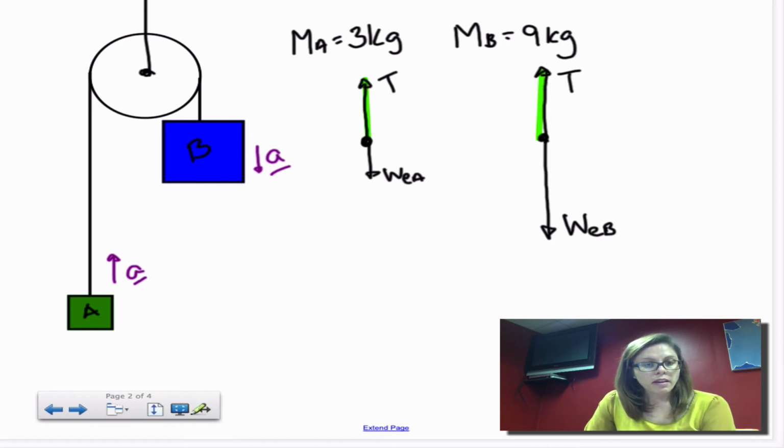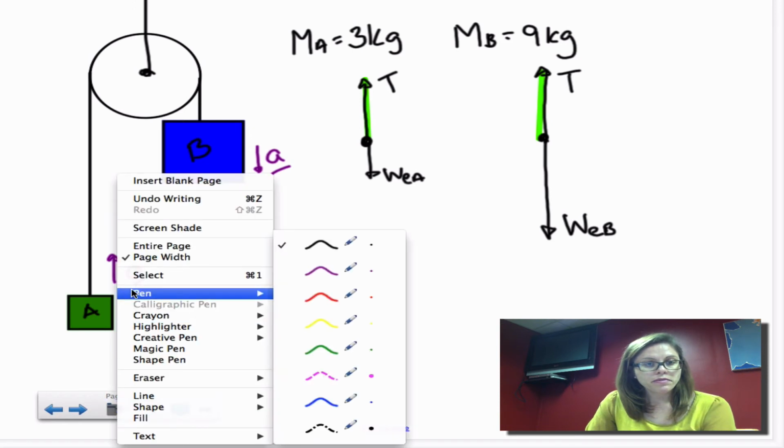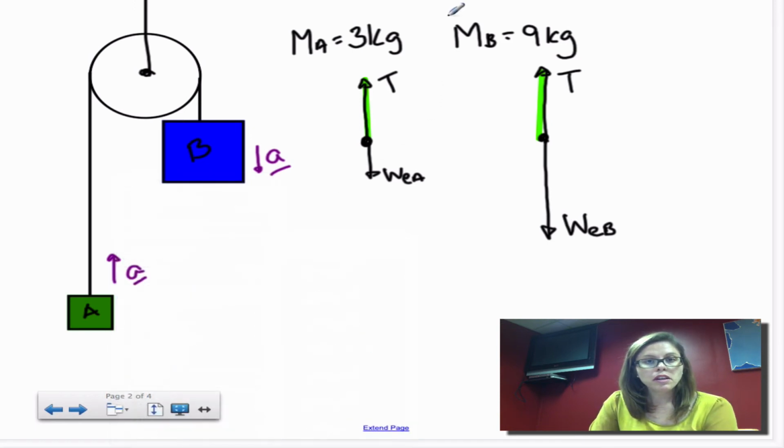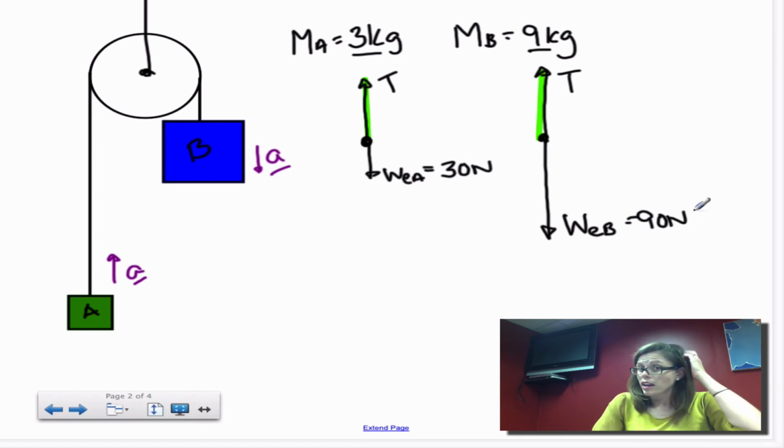Okay, so now the next thing that we do is let's start solving for things. Well, if we have the mass, we could solve for the weight. So the weight is 30 newtons for A and 90 newtons for B.